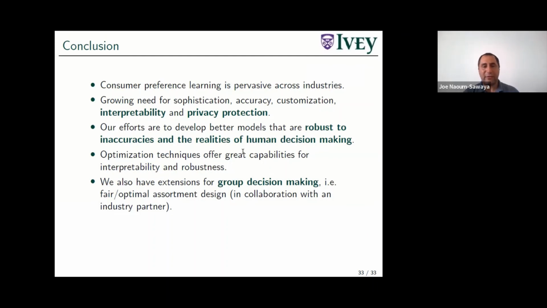And we have quite a bit of extensions we're working on when it comes to group decision making. So now that you know utilities, what would be the best products to offer? So optimal assortment planning, which we're working on with an industry partner.